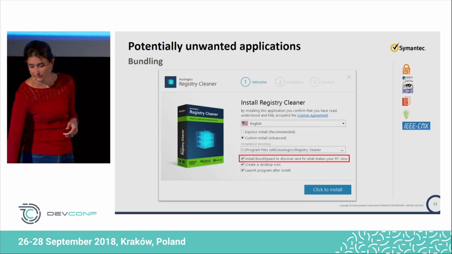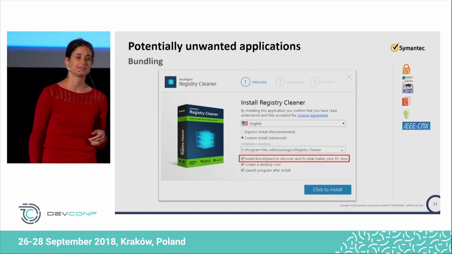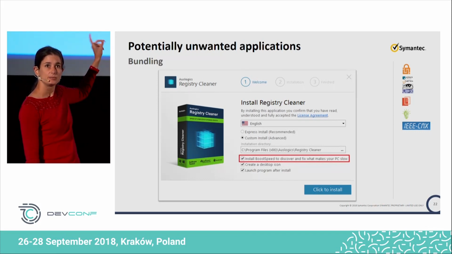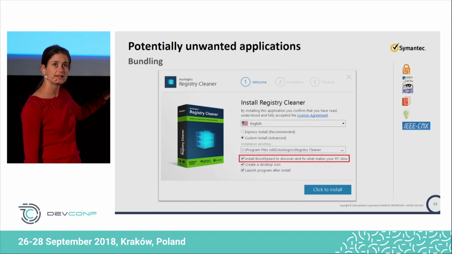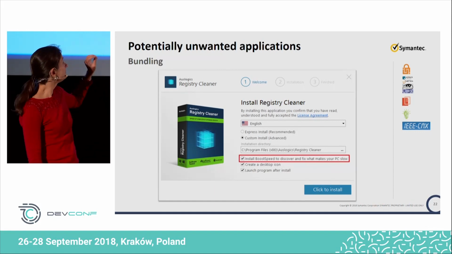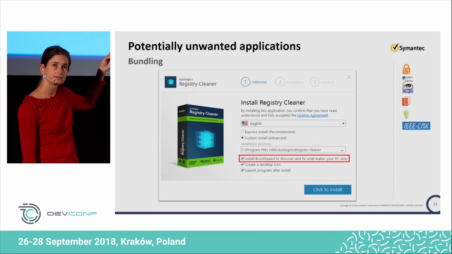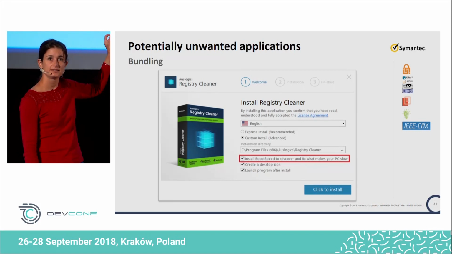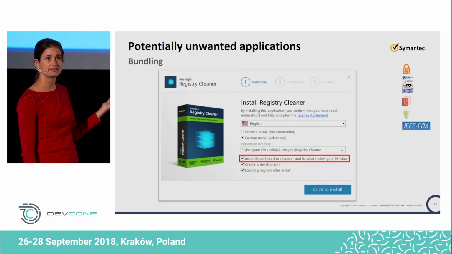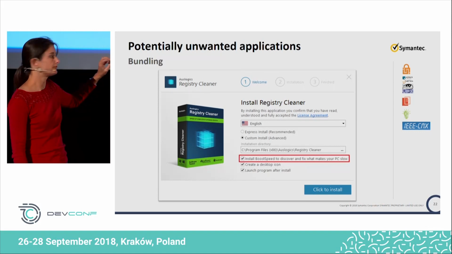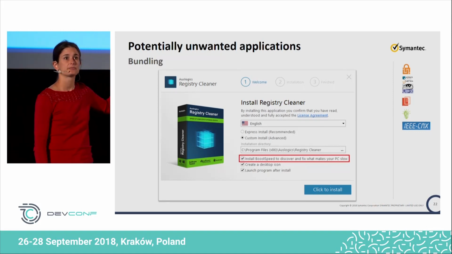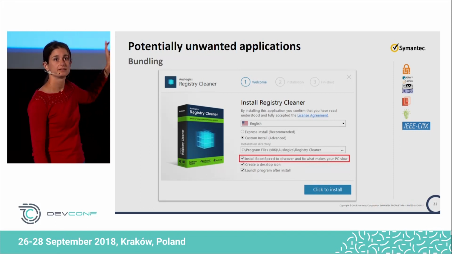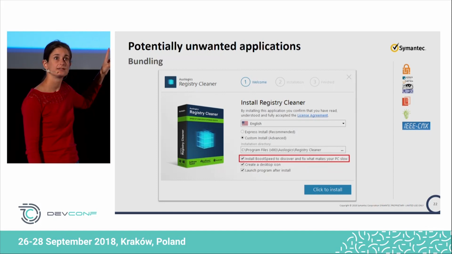Here's an example of a bundle. If you want to install this software, by default, the express install tick box is checked, and anything below that is hidden. Only if you click on custom install does that become visible, and you can see that the other bundle is ticked by default. For those two reasons, it's chosen by default and it's hidden by default. That's enough to qualify both those softwares for a detection as a potentially unwanted application.